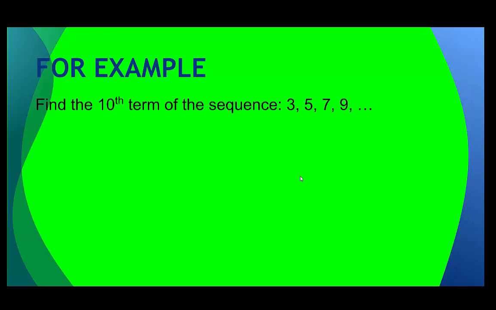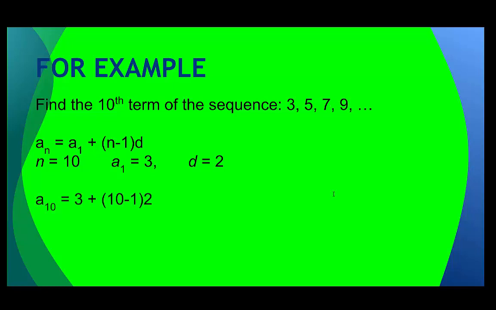So how would we use that in an actual problem? For example, let's say you wanted to find the 10th term of the sequence 3, 5, 7, 9, and so on. First, we would substitute in the terms that we already know. N is equal to 10 because we are looking for the 10th term. A sub 1 is equal to 3 because it is the first term in the sequence. And D is equal to 2 because it is the common difference. As you can see, 5 plus 2 is equal to 7, and 7 plus 2 is equal to 9.